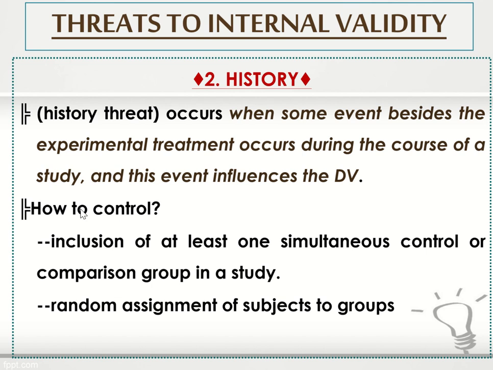And then how do we now control history threats? By the inclusion of at least one simultaneous control or comparison group in a study. Additionally, random assignment of subjects to groups helps control the threat of history.